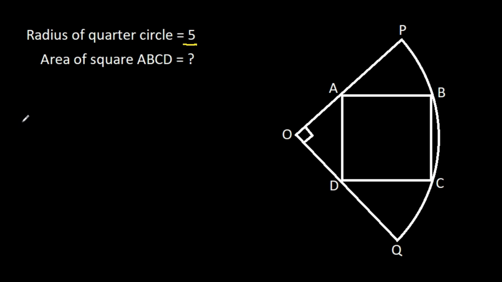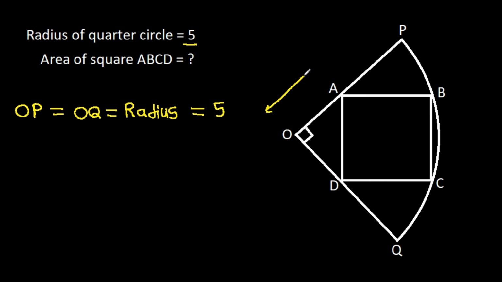So OP will be equal to OQ, and it is the radius of the quarter circle, that will be 5. So OP is 5 and OQ is 5.